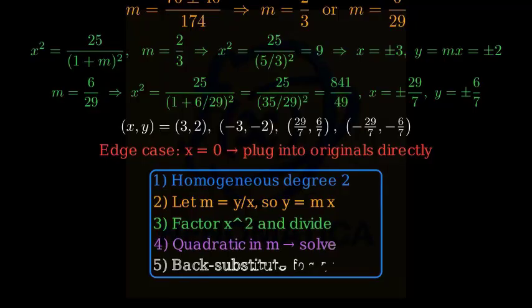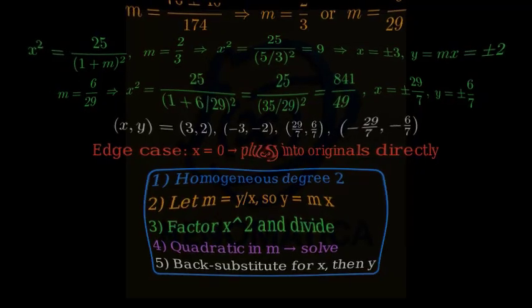Summary: recognize the homogeneous degree. Substitute y equals mx. Factor out x squared, divide to remove x squared. Solve the quadratic for m, then back substitute to get x and y.